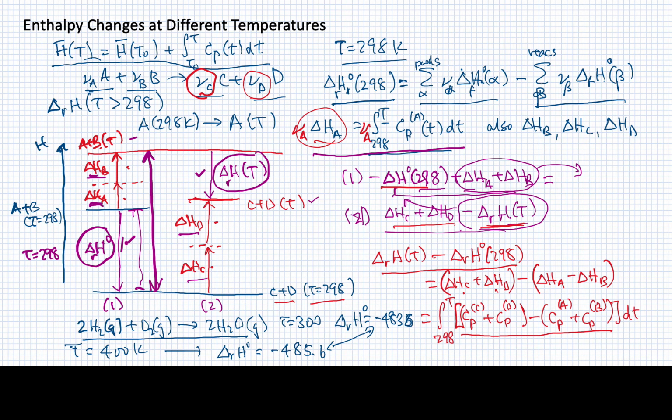So the heat capacity things, this is probably not the greatest example because the difference isn't that great, but the heat capacities do make a difference, and so when they are different between reactants and products, they will change the reaction enthalpy when you change the temperature.